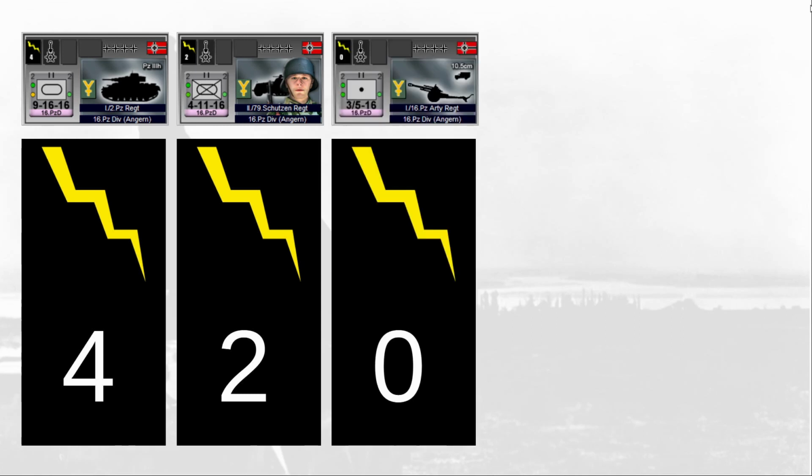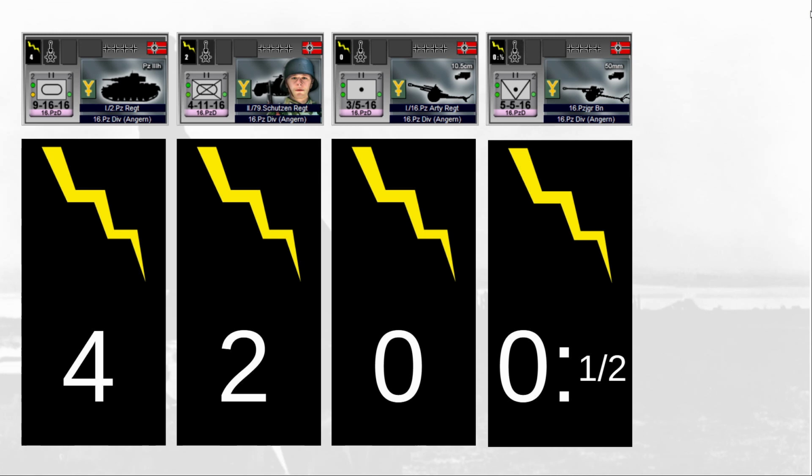There are 5 possible shock values. Shock value 4 is awarded exclusively to armor units. Shock value 2 is awarded to mechanized infantry, assault guns, and self-propelled anti-tank guns. Shock value 0 is assigned to motorized infantry, reconnaissance, artillery, combat engineer, and bridging engineer units.